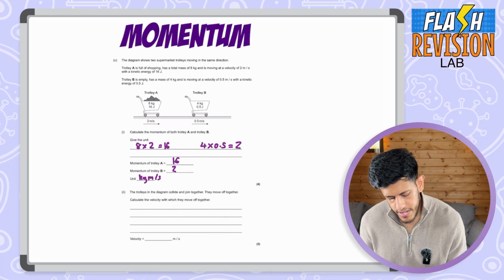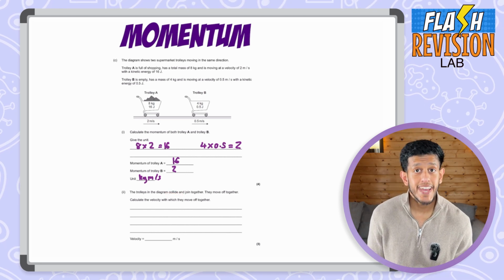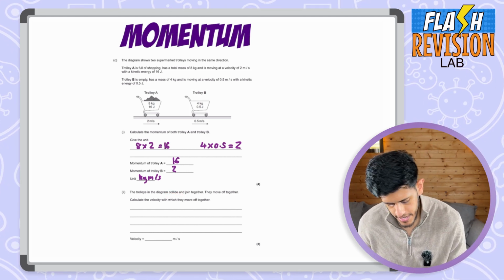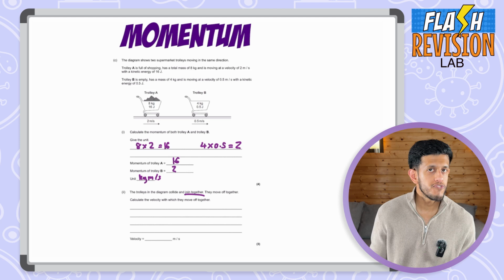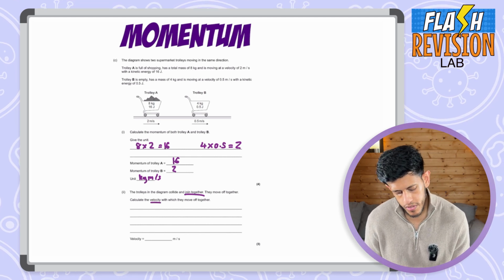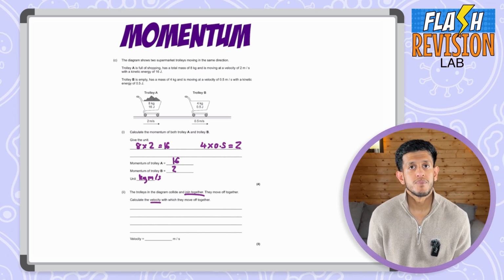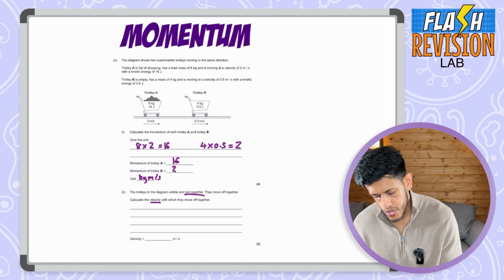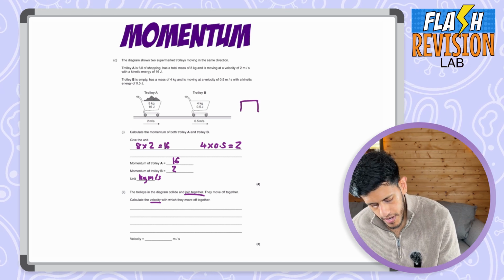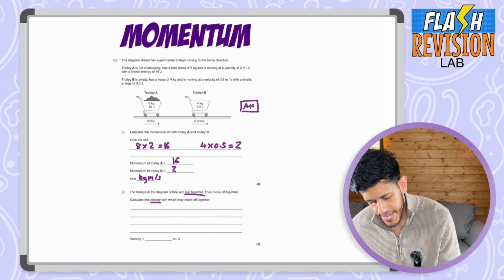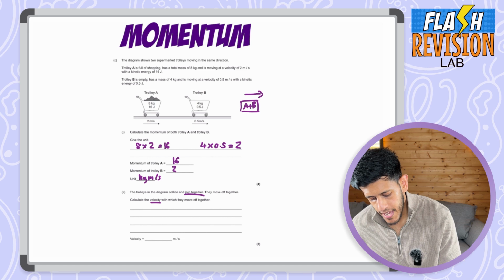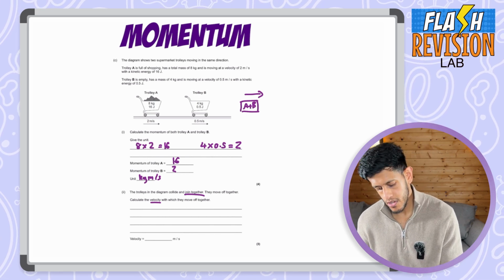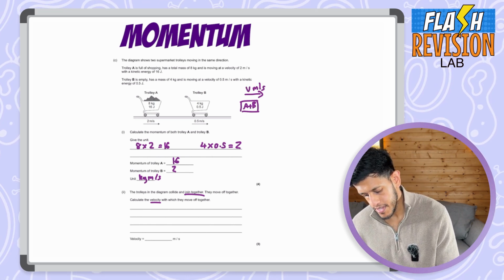It says the trolleys in the diagram collide and join together. Yeah, so I'm going to underline specifically join together. And it says they move off together as well. Calculate the velocity with which they move off together. So if I draw next to where the two trolleys are, as like an after drawing, I'm going to draw a block representing A and B. They're moving together and they want us to find that velocity. So I'm going to put V, meters per second.